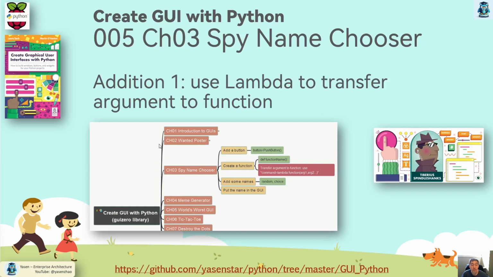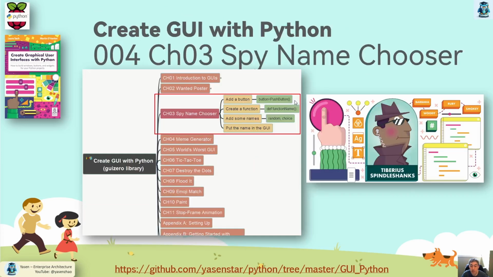That will be connected with our last video, the additional one, where I introduced using the lambda to transfer arguments to our function. And in the book, actually, when we use this function, we just use the blank function call. So that is our two additional videos. I hope to give you more insights on how we are using the GUI0 library to handle the function calling.